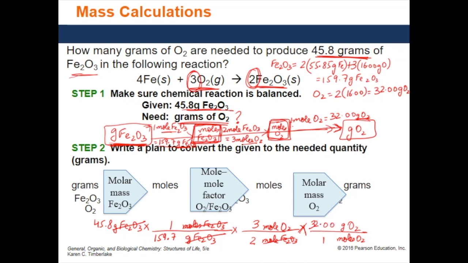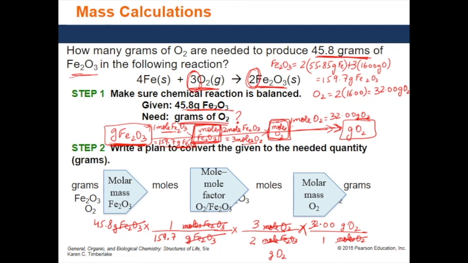32.00 grams. Moles and moles got cancelled. Our final answer is in grams of O2. So now if you plug this into your calculator, that would give you your final answer in grams of O2. So what do we plug in? We say 45.8 divided by 159.7. Don't forget any of these steps in the middle, okay?